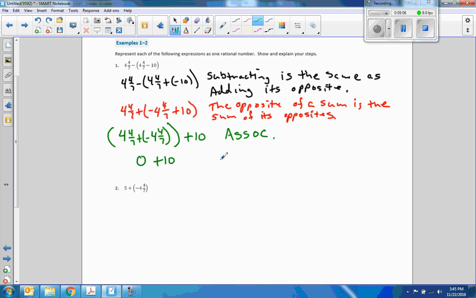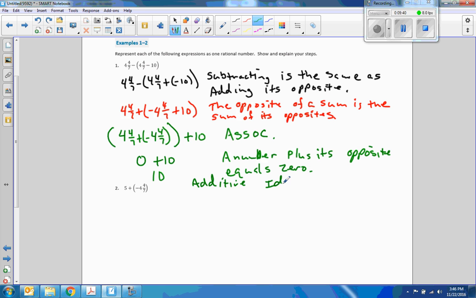A number plus its opposite equals 0. Okay, and then finally, the answer is 10. That is additive identity. Adding 0 to something and getting that same thing is the additive identity.